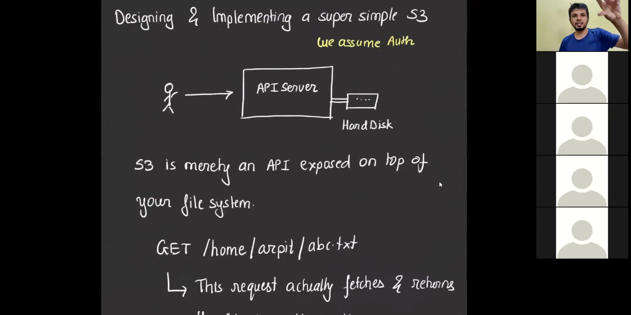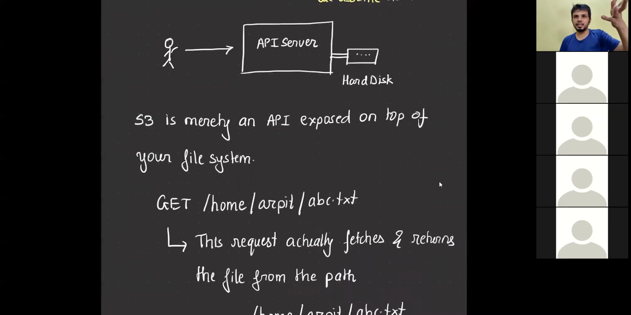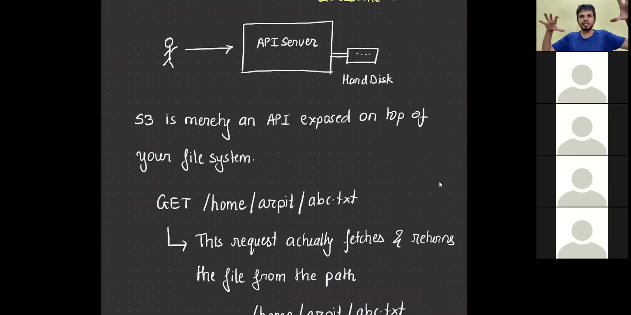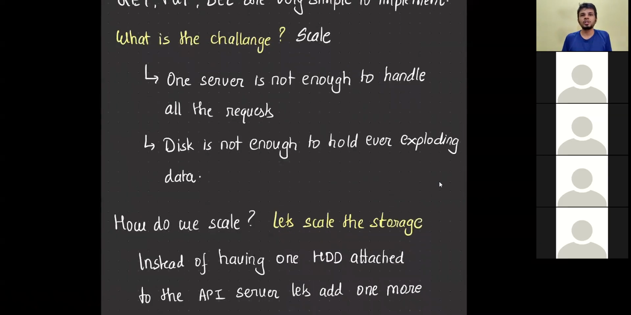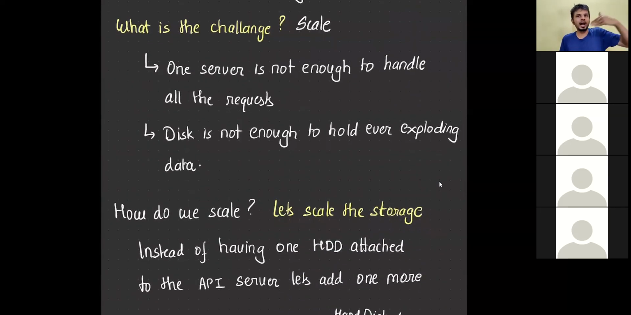But if you see, this API server, which is nothing but our S3, would have to get split into multiple components, and then we'll add a lot of masala into this and make it scalable. So here are the core challenges. Get, put, and delete are very simple to implement, just like normal file system calls. What would happen is once you start hitting that scale, one server would not be enough to handle the load. Or second case, your disk is becoming burdened because people are uploading a lot of data.